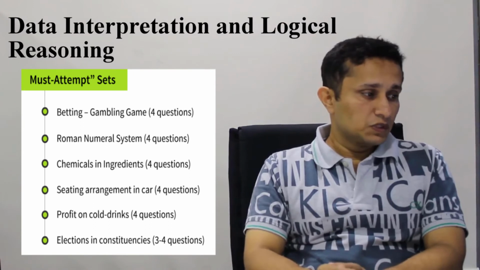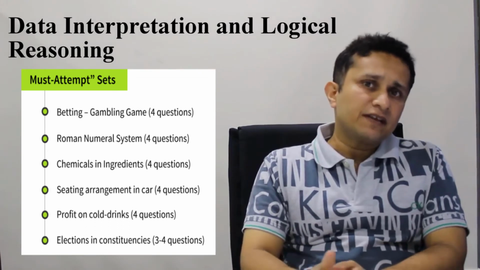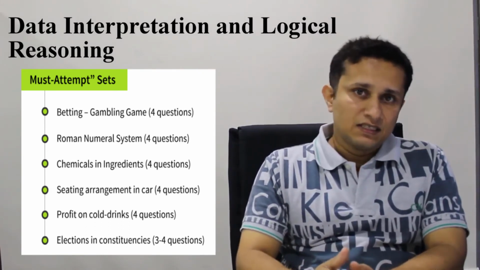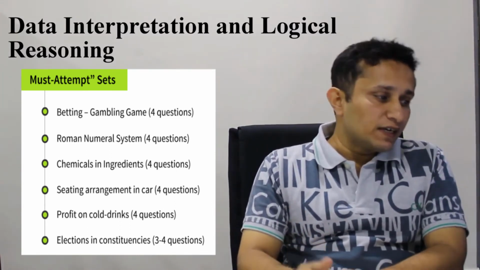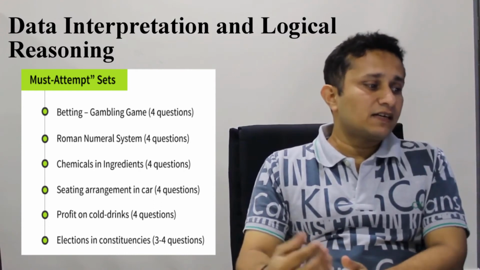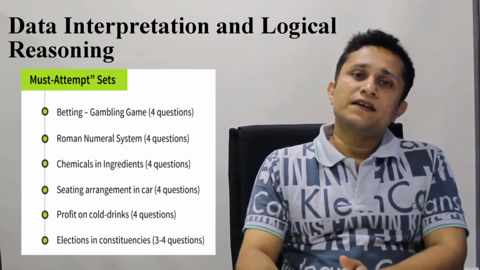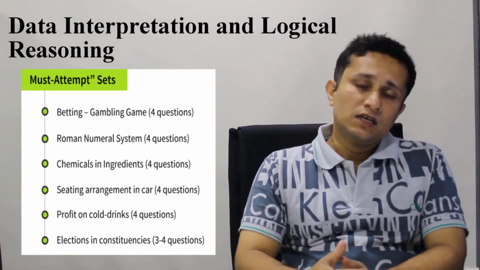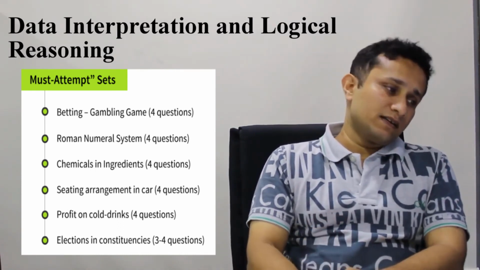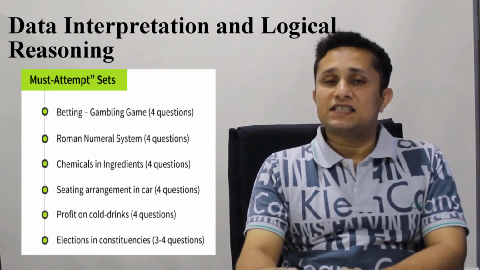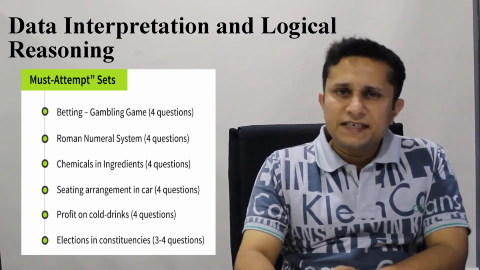Which were these? So the easiest set was one on the Roman numeral system. Had you taken that, in less than 10 minutes you would have got everything. Then there was one on betting and gambling game. Again, these 2 sets should have been definitely attempted. Then there was a set on chemicals and various ingredients in those chemicals, and seating arrangement in a car or multiple cars. So again, these 2 sets could have been attempted. The last 2 sets that you should have looked at was one on profit on cold drinks and one on elections in constituencies. In both of these, you could have attempted 3 to 4 questions.